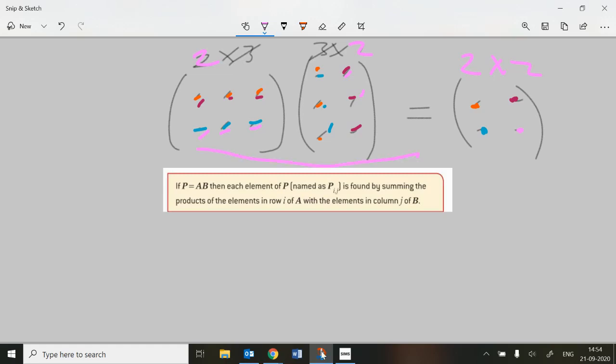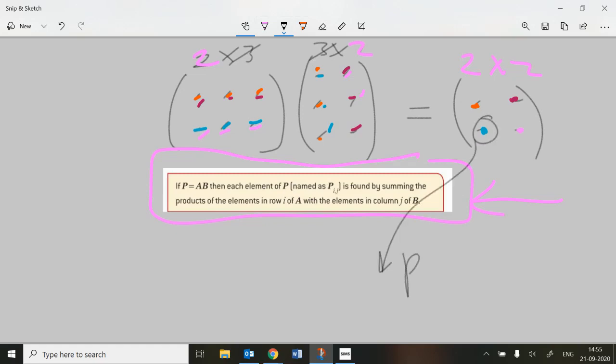Okay, so once you've understood all of that, you don't really need this, to be honest. This is the definition of how to multiply things together. So let's just go through the definition briefly. It says if P equals AB, so that's what we're doing. We're calling this the vector A, we're calling this the vector B here. So P is our answer in this case. Then each element of P named Pij. So let's think about this. Say, for example, this one here would be this one here.